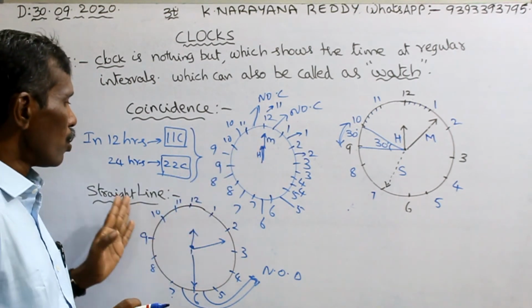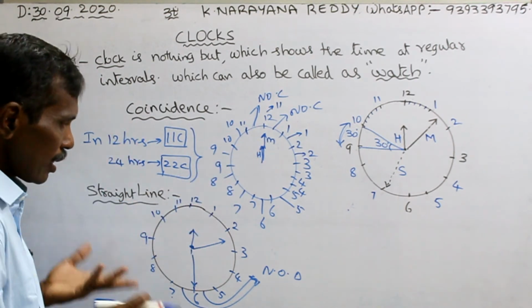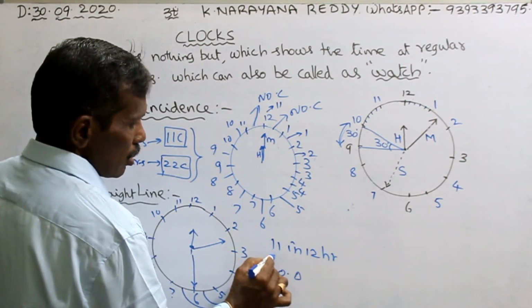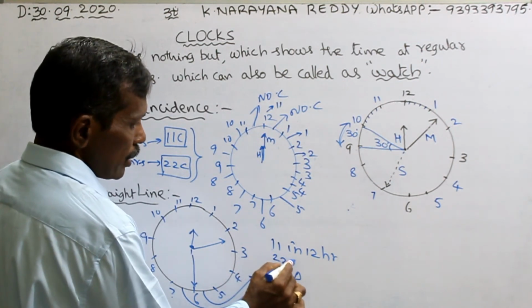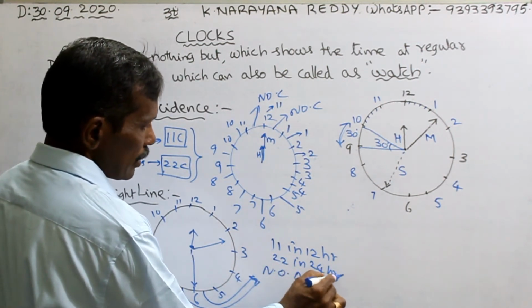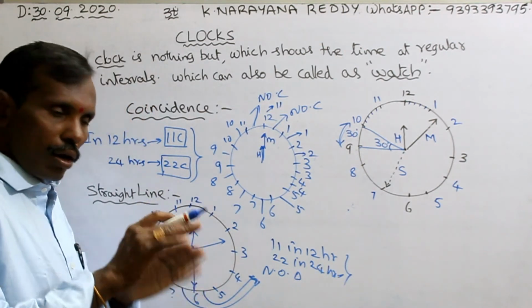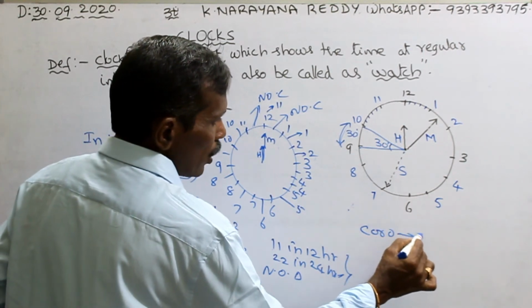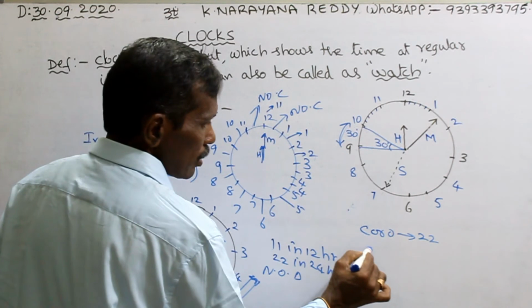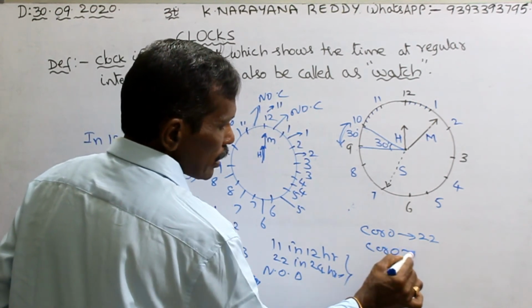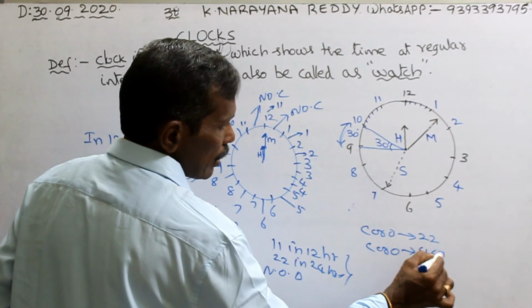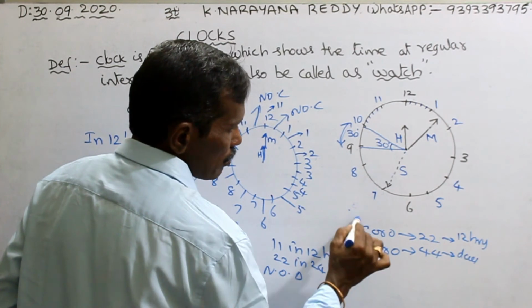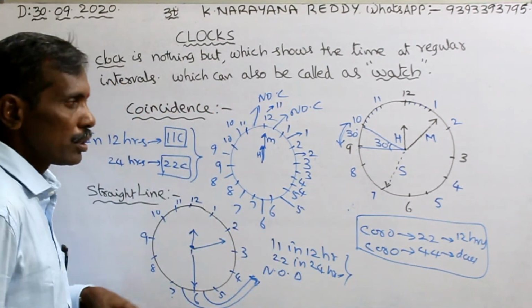There is a difference between coincidence and straight line. Here also the same meaning: 11 times in 12 hours, and 22 times in 24 hours. But coincidence or opposite direction together will happen 22 times in 12 hours, and 44 times in a day of 24 hours. That is the difference between these two. So you have to remember this point carefully.